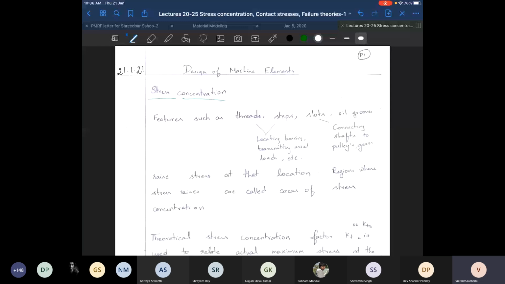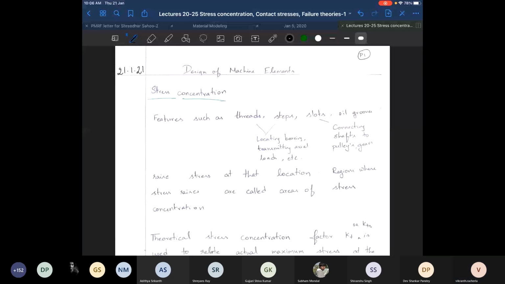All right. So in the last class, I was talking about stress concentrations. In most design machine elements, there will be certain regions within the part where the stress levels are going to be high. Such regions where the stresses are high are referred to as critical regions, and the points where they are high are referred to as critical points.